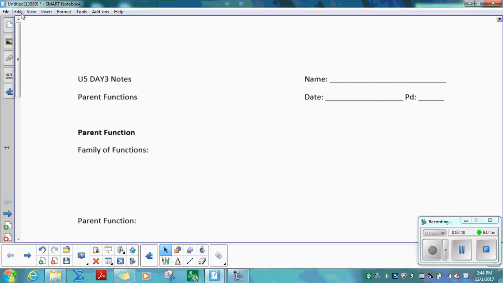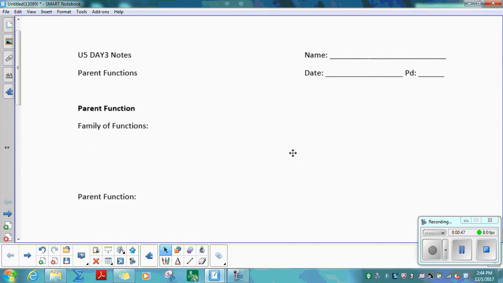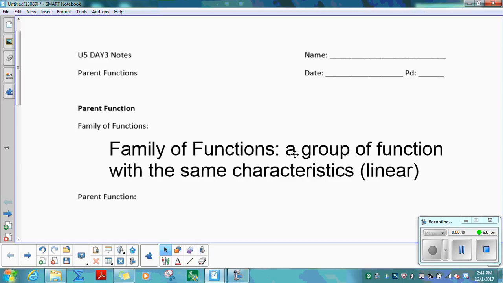So let's start with functions. Family of functions, not family functions. We don't need that awkward dinner. A family of functions is a group of functions with the same characteristics, such as lines. That's one we've done so far. That family group is called linear. Another one we're going to do is quadratic. They all have the same kind of characteristics in it.